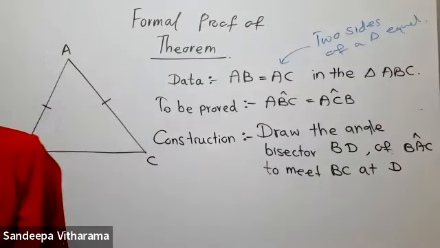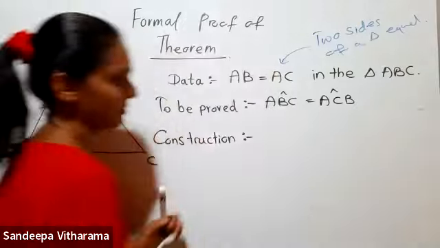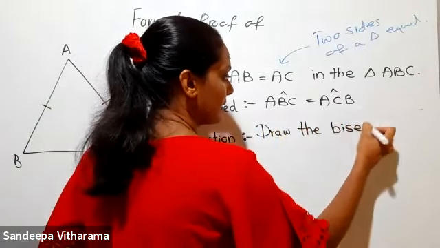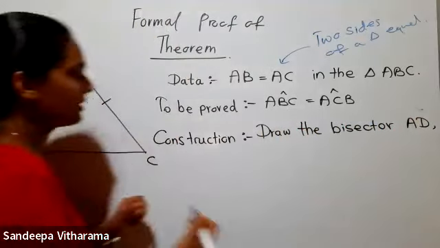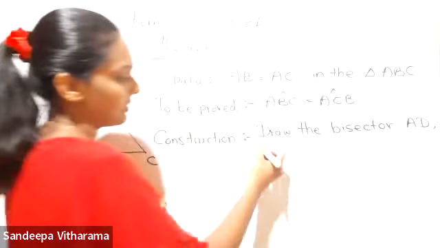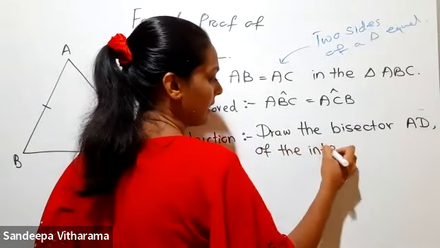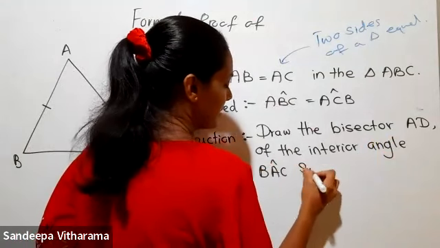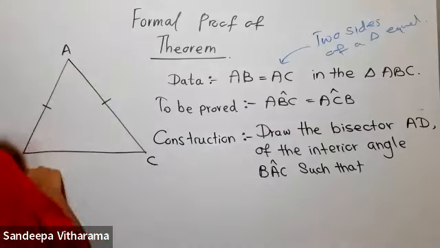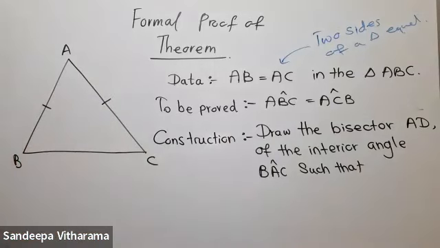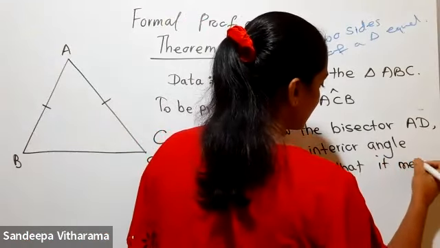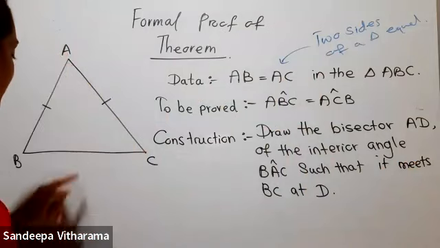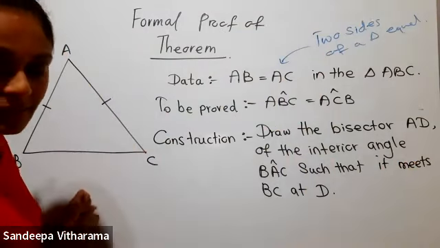Draw the bisector AD of the interior angle BAC, such that it meets BC at D. Right. Draw the bisector AD.